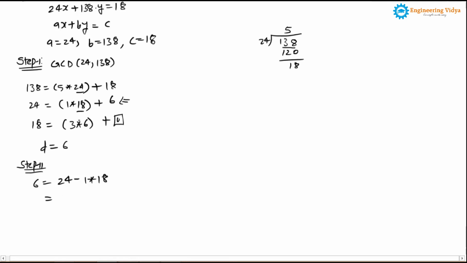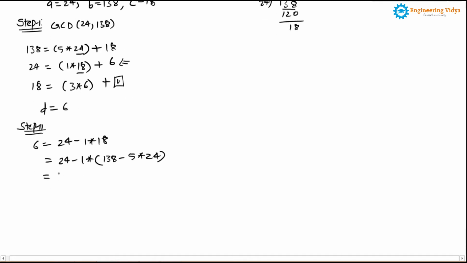Now again we'll express 24. We know 24 is a, so it will not be expressed further. Now here we have 18, which can be expressed in terms of the other two terms: it will be 138 minus 5 into 24. I hope this step is understood. So now you will write 24 minus 1 into 138 plus 1 into 5 into 24. Since here we have 24 and here 5 times 24, it will be 6 into 24.